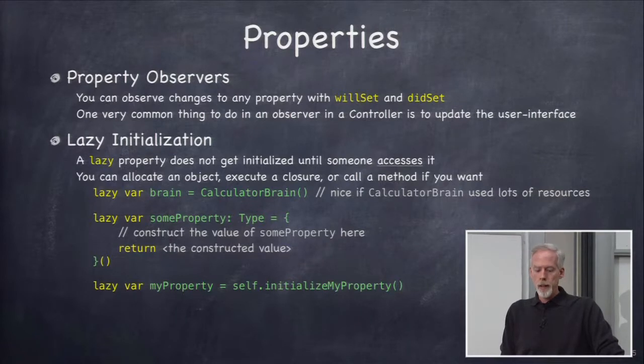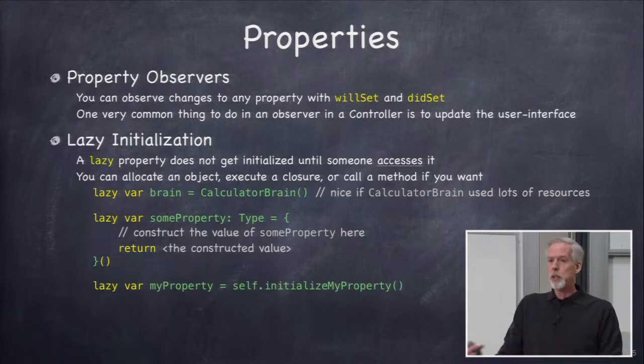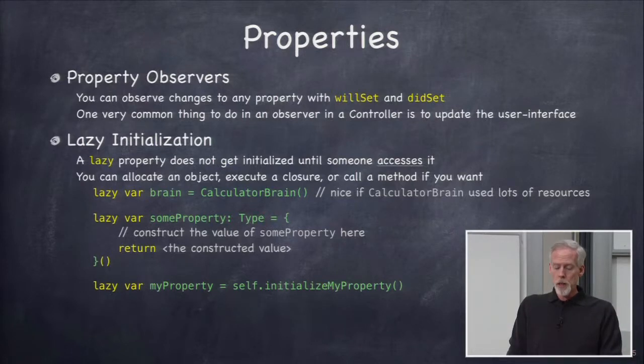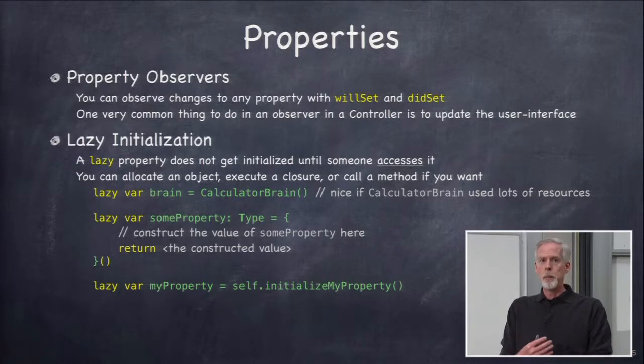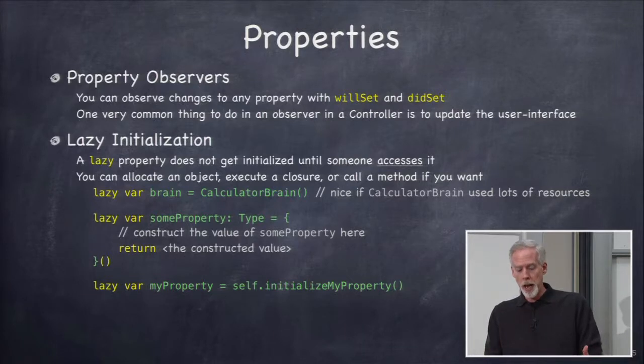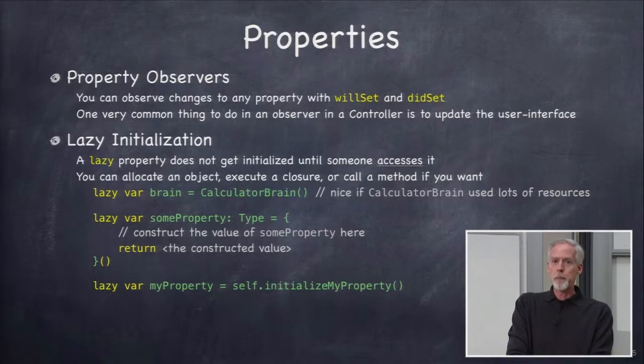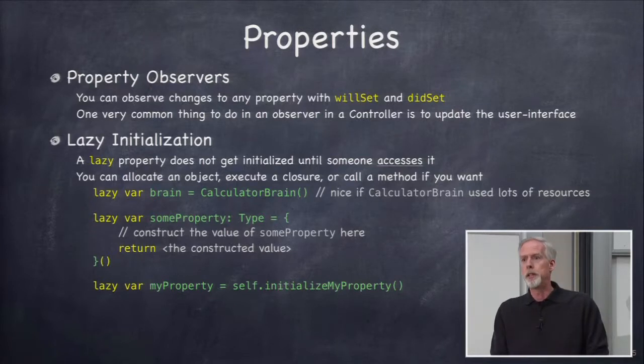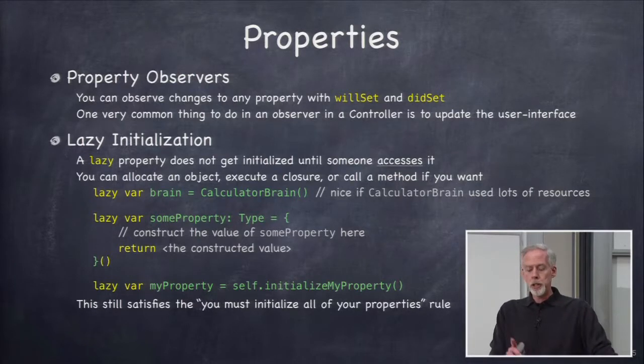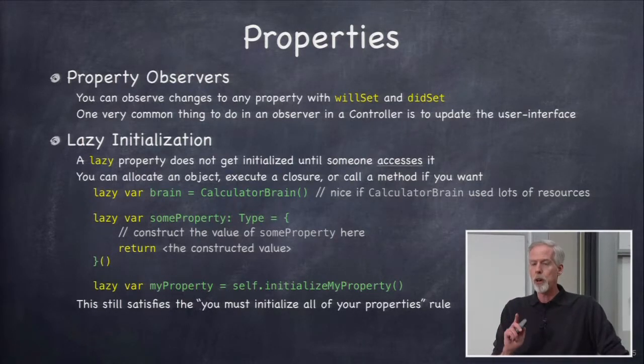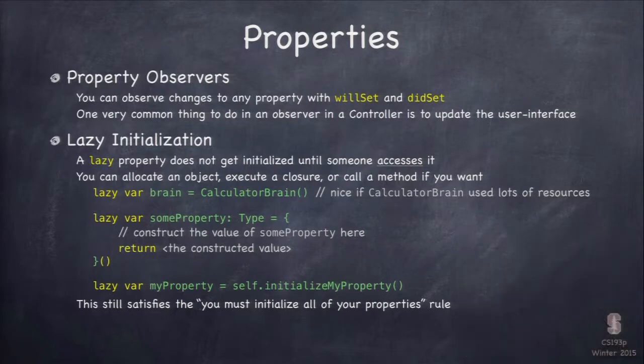Okay? And then in a lazy property, you could even call a method to initialize it, because normally you wouldn't be able to do this if you didn't say lazy, because you can't call any methods in your class until you're fully initialized. So there's kind of a catch-22 there. But in this case, by the time someone tries to get this property, you'd be fully initialized. So you can call methods. So you see the advantage of lazy there? This lazy thing still satisfies the rule that you must initialize all of your properties. Even though it doesn't actually initialize it until someone accesses it, it still satisfies that rule.